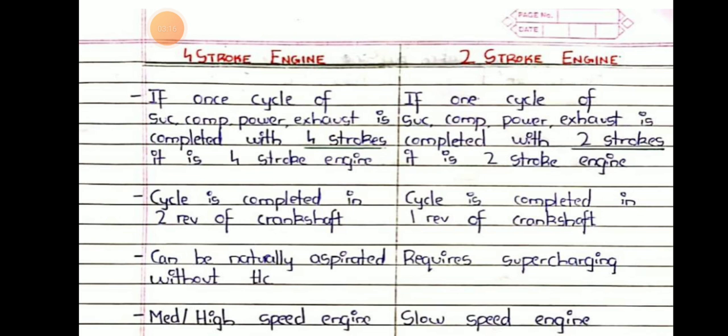In 4-stroke, the cycle is completed in 2 revolutions of the crankshaft. In a 2-stroke engine, the cycle is completed in 1 revolution of the crankshaft. A 4-stroke engine can be naturally aspirated without a turbocharger. A 2-stroke engine requires supercharging.